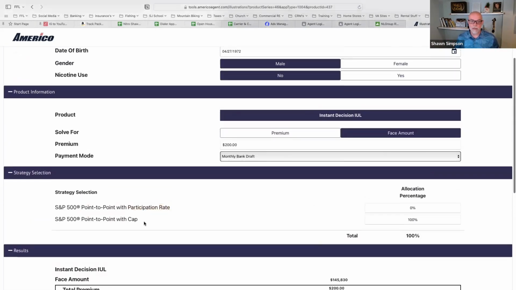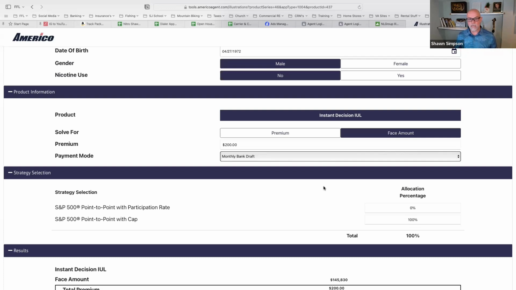I like the cap better because that way they get 100% of every participation rate, right? If the market does 10%, they're going to get 8% on an 80% participation rate. Now, these IULs across the board aren't designed to beat the market. They're not designed to get high rates of return. The average rate of return on an IUL is about 7 to 10%.